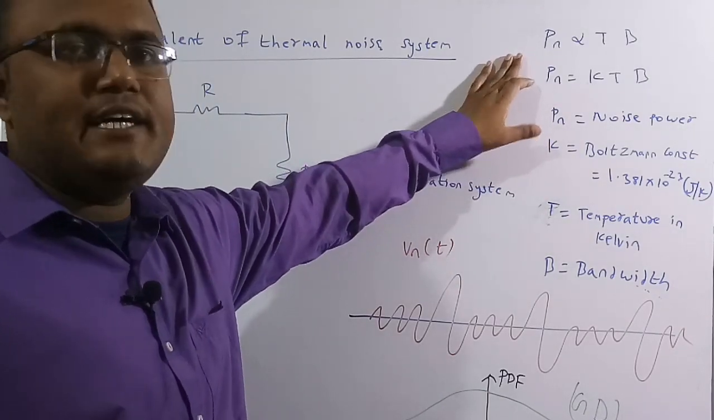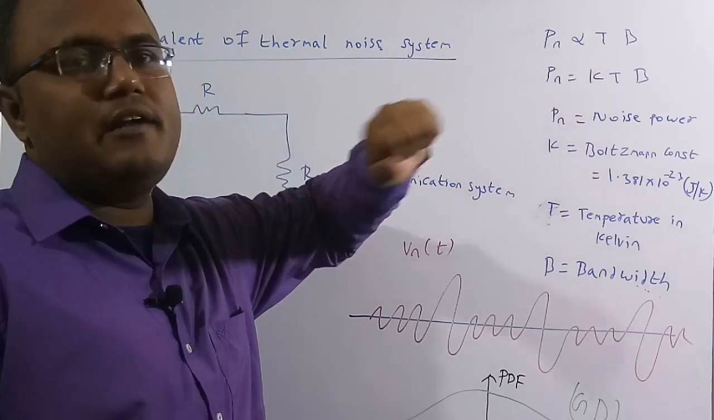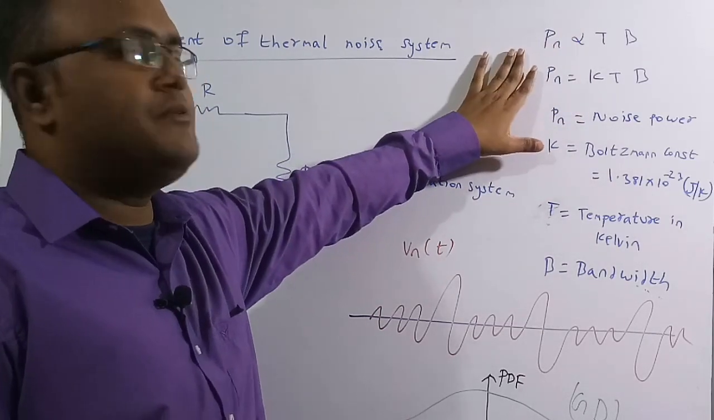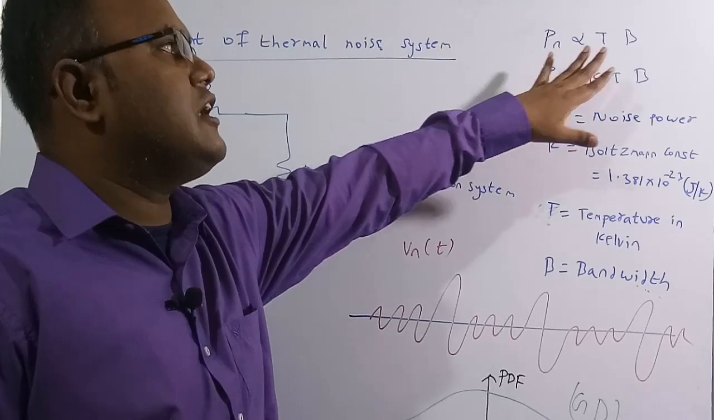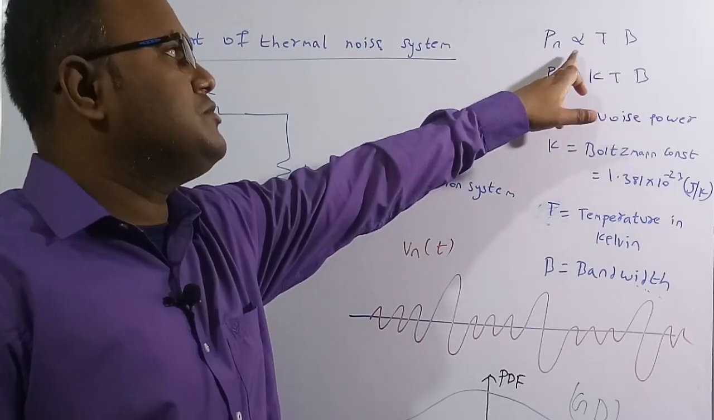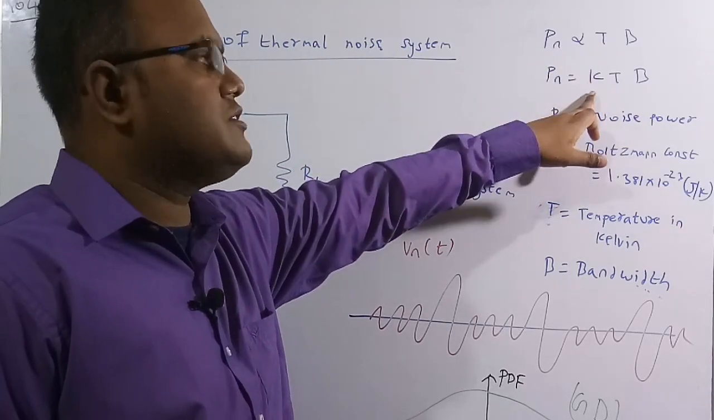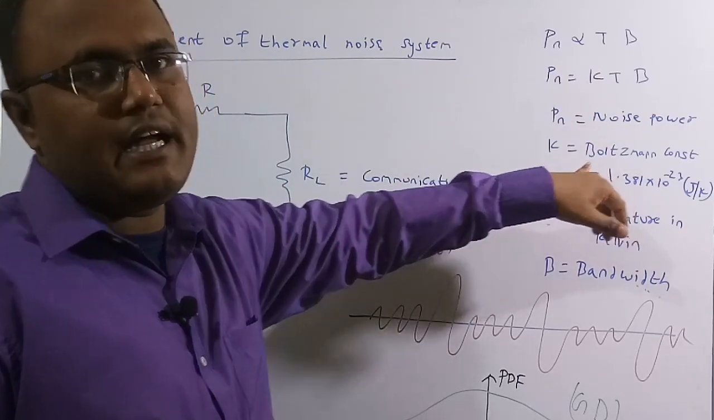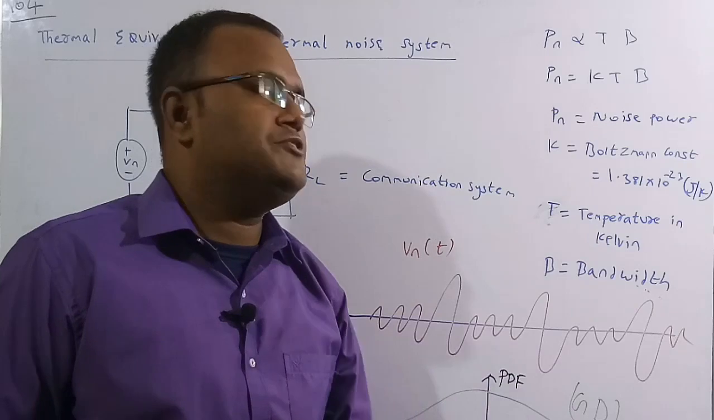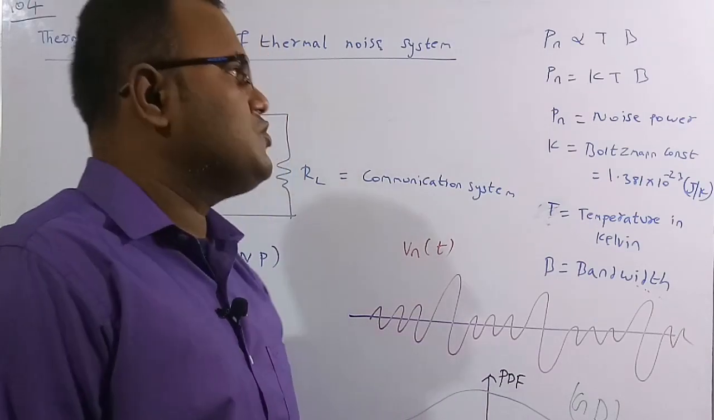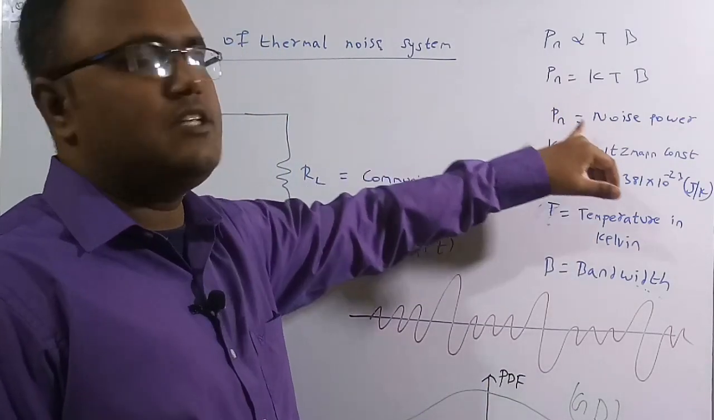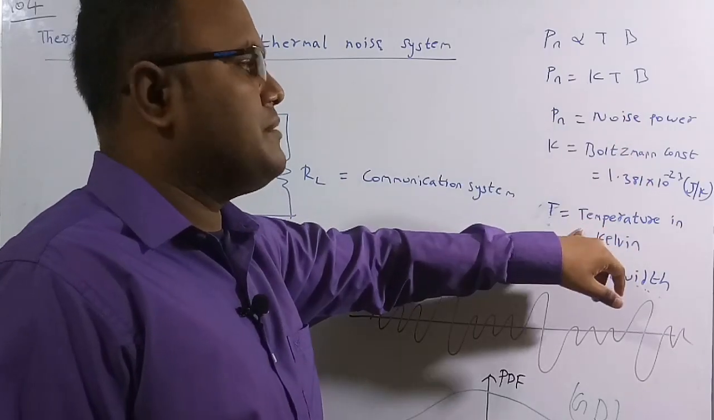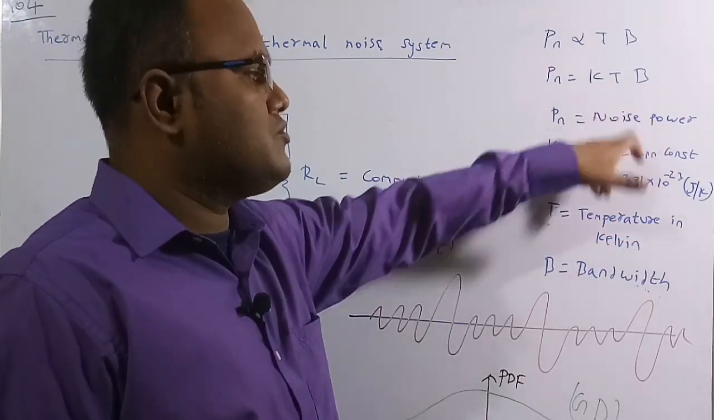So the noise power is directly proportional to temperature and also the bandwidth. So this noise power is going to depend upon the two parameters, which are the temperature and the bandwidth. If I want to remove the proportionality, then I have to include a constant. This constant K is nothing but the Boltzmann constant, and its value is 1.381 × 10^-23 joules per Kelvin. So here Pn is called the noise power, T is the temperature in Kelvin, and B is the bandwidth.